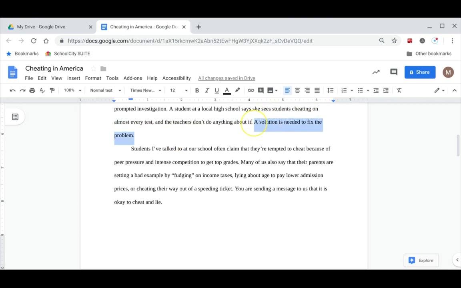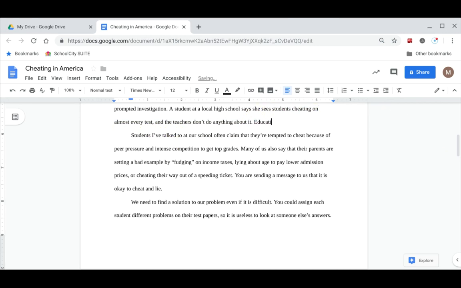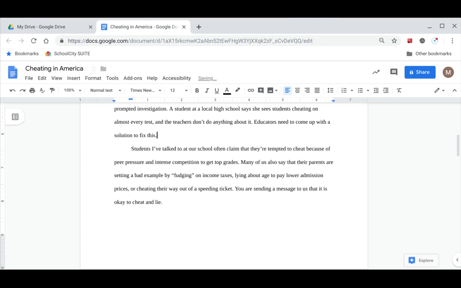There's a lot of other things you could do as well. Like you could say educators need to come up with a solution. Or if it's talking about the US as a whole, US citizens, you could say anyone involved in academics. I'm going to go with students and teachers.